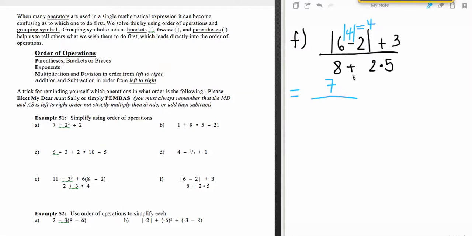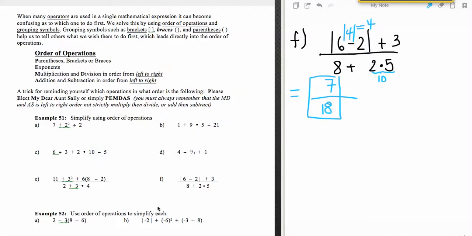And then in the denominator, again, don't just rush into it and go left to right, but actually do order of operations: multiply 2 times 5 first, and then add the 8 in, which makes it 7 over 18. And that is just a fraction, so we're going to leave it there.